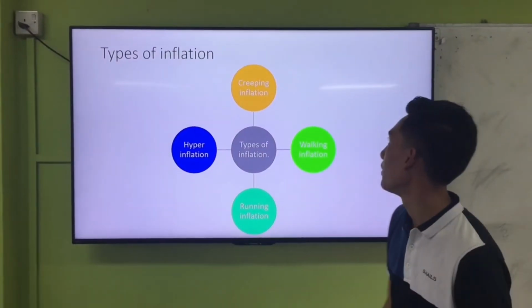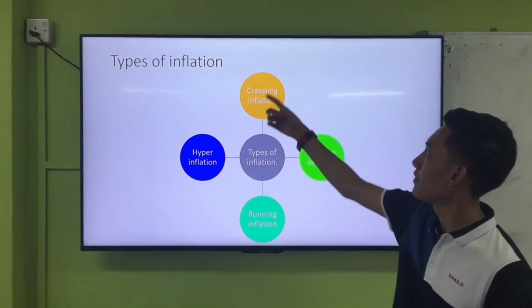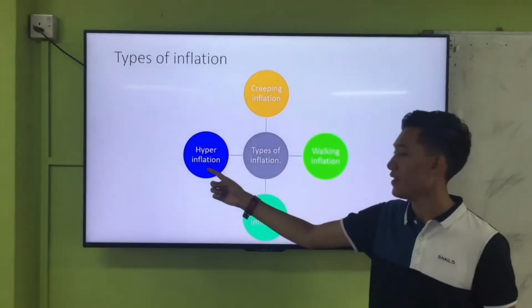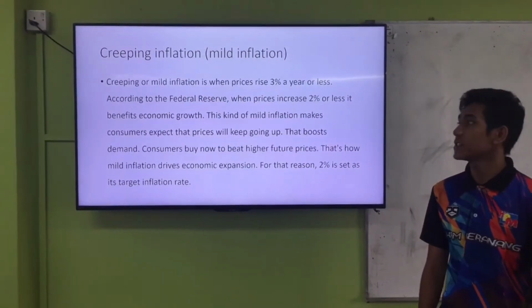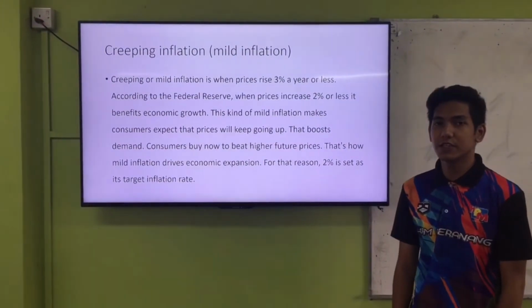There are 4 types of inflation. First, creeping inflation, hyperinflation, running inflation, and working inflation. The first type of inflation is called creeping inflation.